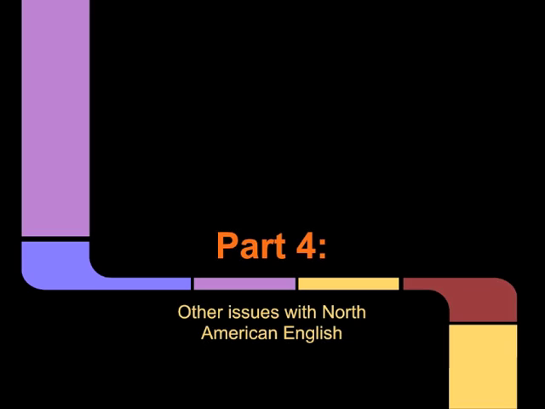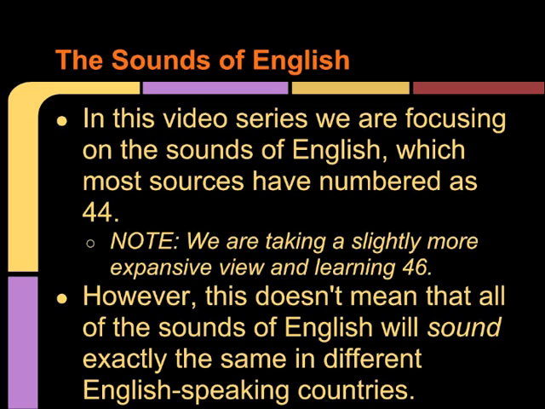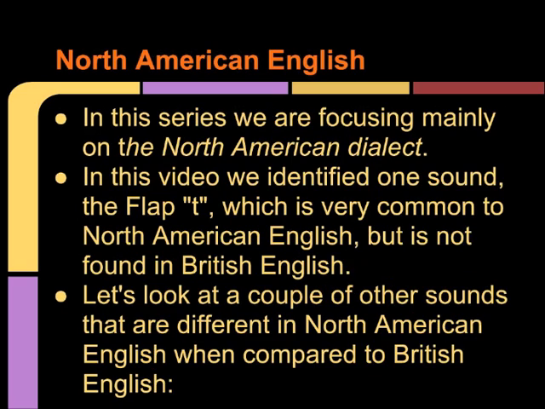Part 4. Other issues with North American English. In this video series, we are focusing on the sounds of English, which most sources have numbered as 44. Note, once again, we are taking a slightly more expansive view and learning 46 sounds. However, this doesn't mean that all of the sounds of English will sound exactly the same in different English-speaking countries. In this series, we are focusing mainly on the North American dialect.